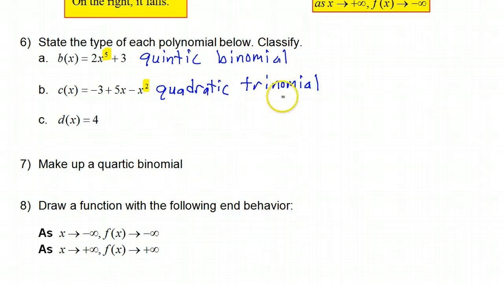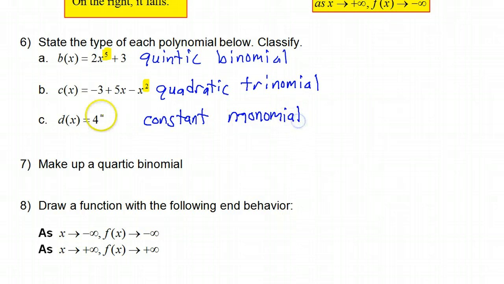Okay, quadratic trinomial. And finally this. There are no x's at all. That means this is a constant. When it's just a number, no variables, that is a constant. And it can only be a monomial. A constant monomial, one term.